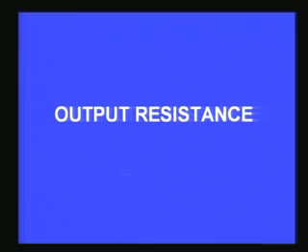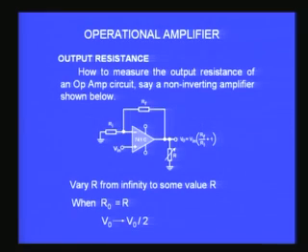Now, let us move on to the next characteristic which we want to discuss in detail, and that is the output resistance of the amplifier. So, what is the output resistance of the amplifier? For any amplifier, we have already also measured this when we discussed transistor amplifiers, you might recall. The output resistance is the resistance as you look from the output terminals into the amplifier.